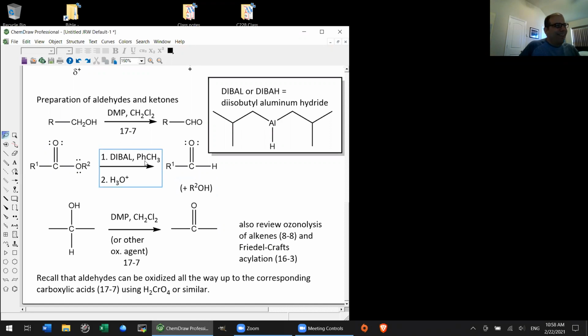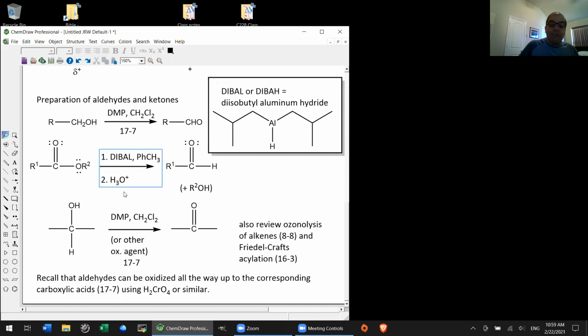I did, or tried to do, a DIBAL reduction a long time ago. I think I tried one when I was an undergraduate, and I don't recall having a lot of success with it. But that doesn't mean the reaction's bad. For some reason, toluene is the preferred solvent here, which is kind of unfortunate because toluene boils at like 112 Celsius. It's very difficult to get rid of. But for some reason, that's the typical solvent.